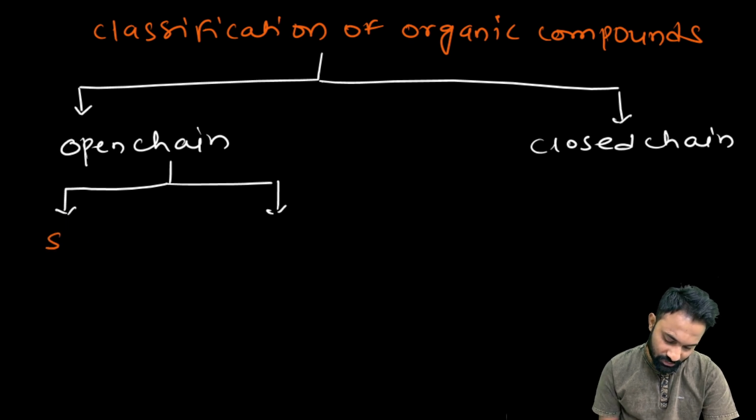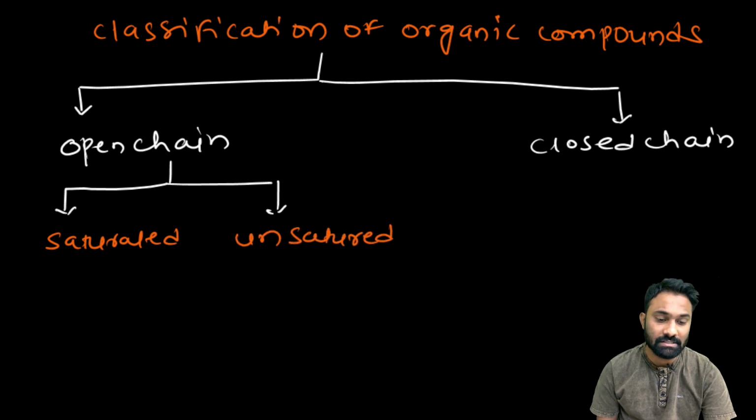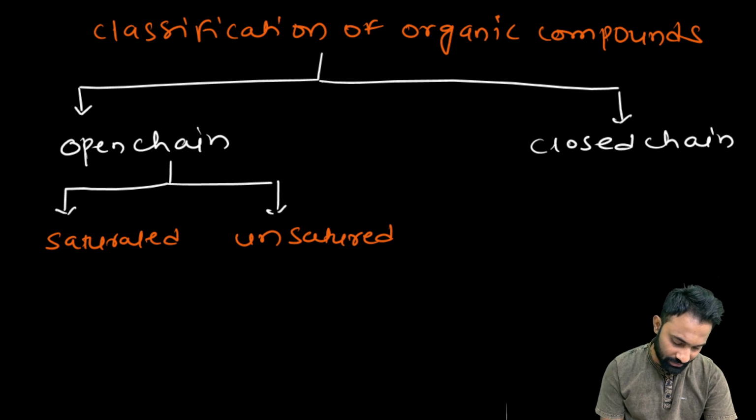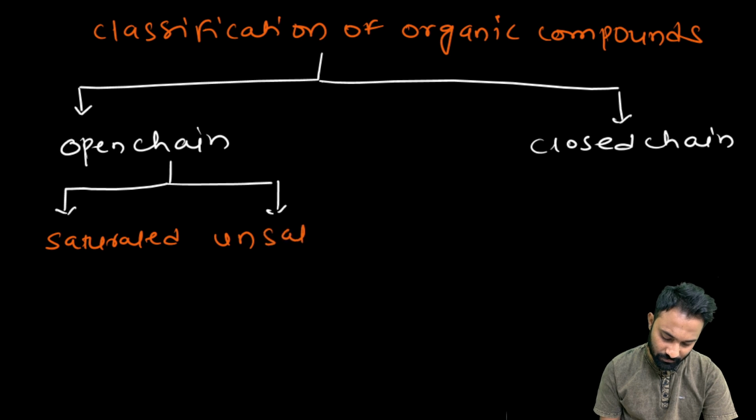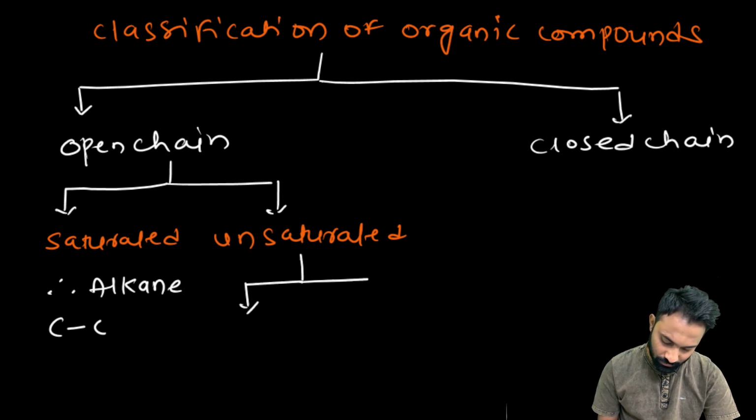One is saturated and one is unsaturated. Clear? Now an example of the saturated is alkane. Alkane is nothing but carbon and carbon having single bonds. Next, unsaturated. Unsaturated is again classified into two types.